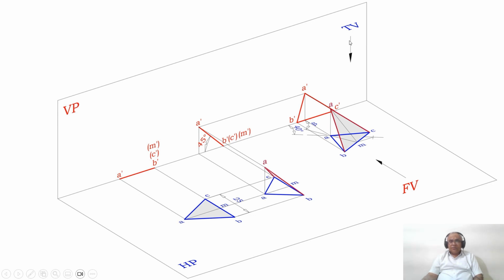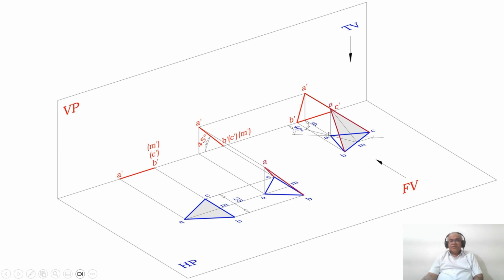Similarly, I want to get the top view. From the top view, you draw a vertical projector from C, or from A. Then B and C, and M is already on HB. So only the point A has to rest on HB. Once you get this, this is the triangle you will get in the top view, and this is what you will get in the front view.